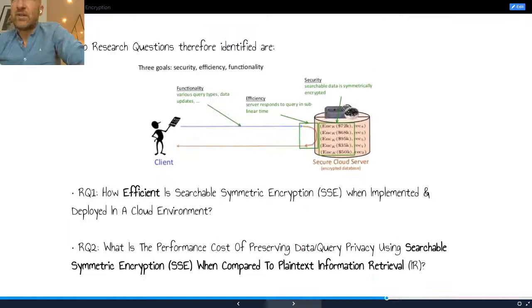So one of our early studies was to see how efficient searchable symmetric encryption is when implemented and deployed in the cloud environment, and what its performance costs are for preserving data query privacy compared to plain text information retrieval. What happens if we upload our documents into the cloud, they're encrypted, we're the only one with the key, but what's the overhead? How slow is it? Because again, we care about efficiency.